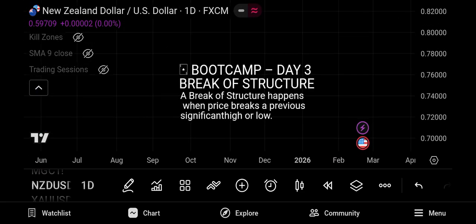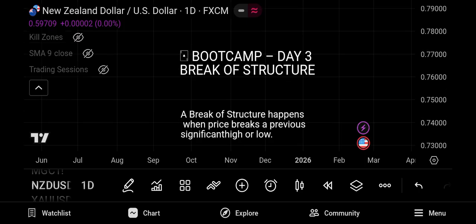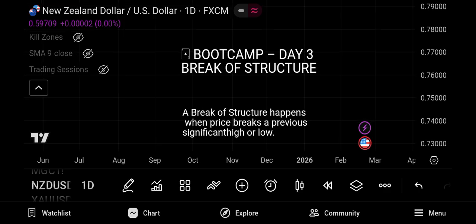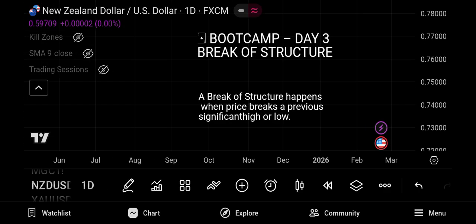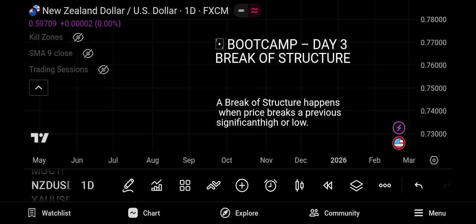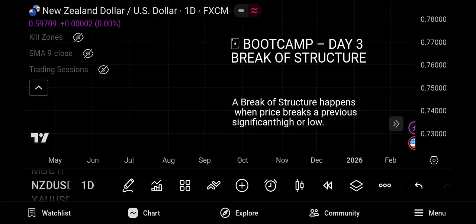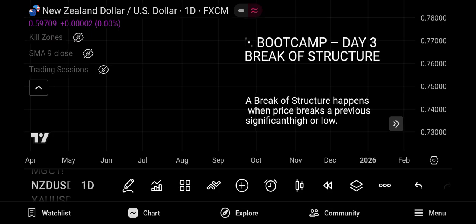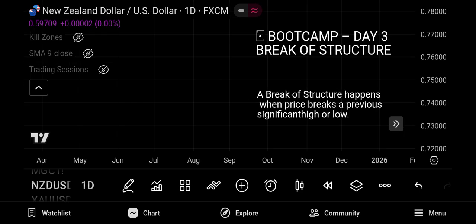So we begin day three of our trading bootcamp. This is Ace, and this is day three of our bootcamp. On day one we learned about higher highs, higher lows, lower highs. On day two we learned about trending markets and ranging markets: what a trend is, what a ranging market is. We learned that we have an uptrend and a downtrend, an uptrend being a bullish trend and a downtrend being a bearish trend. So this is day three and we are going to learn about break of structure.